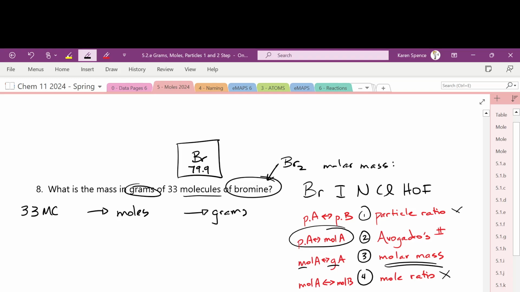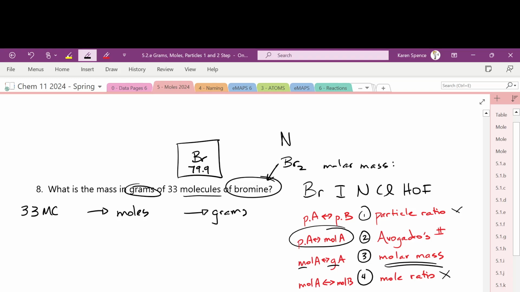So the molar mass of one bromine atom is 79.9 AMU. The mass of one mole of bromine, Br, is 79.9 AMU. What is the mass of one mole of bromine molecules, Br2? It's not hard. You do it all the time.